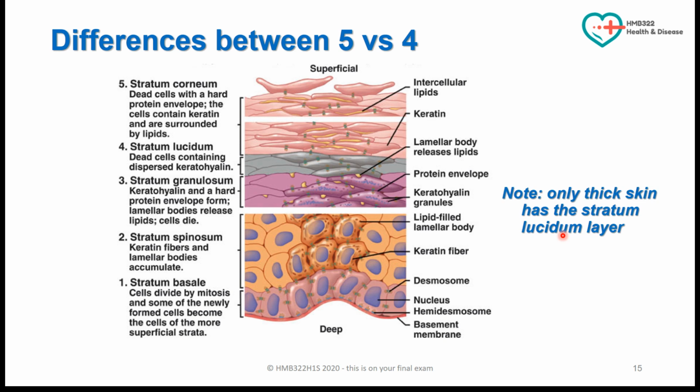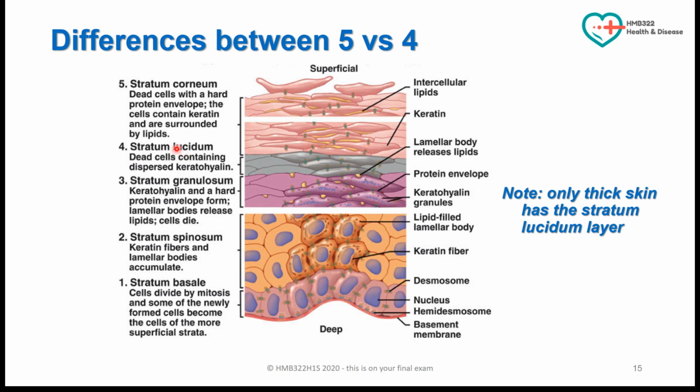So I hate to do this to you, but it's one of those really deep dive slides. There's a lot to memorize on here. I'm going to try to focus you a little bit on what types of things you need to know. The one layer that's missing and is not found in thin skin is this layer here, which is called the stratum lucidum. So here is where we have 5 layers. So this is thick skin. Thin skin is the same, except we're missing this layer, the stratum lucidum.